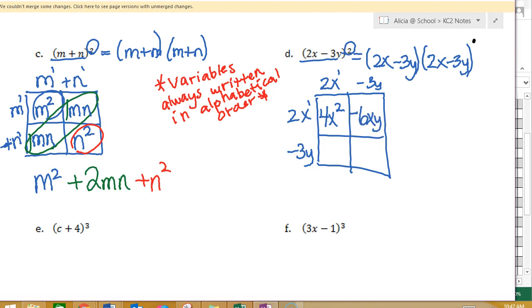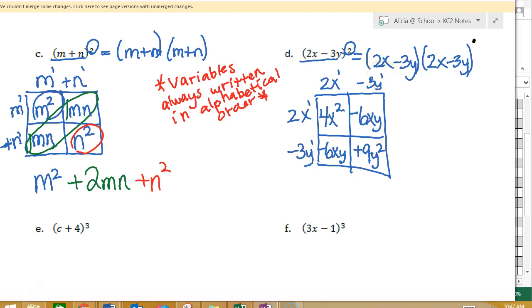Again, remember alphabetical order. Next one, 2x times a negative 3y. 2 times negative 3 is a negative 6. X times y, xy in alphabetical order. Last one, negative 3y times a negative 3y is a positive 9y squared, because those y's had coefficients of 1, so we add those together.